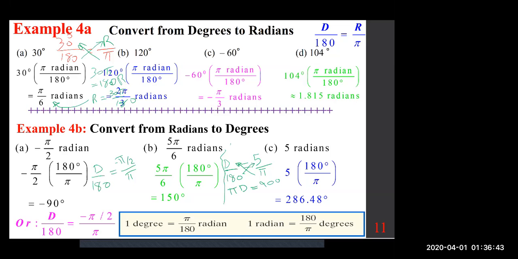You divide both sides by pi using a calculator. Pi is 3.14159, and it gives you an approximation of 286.48 degrees.